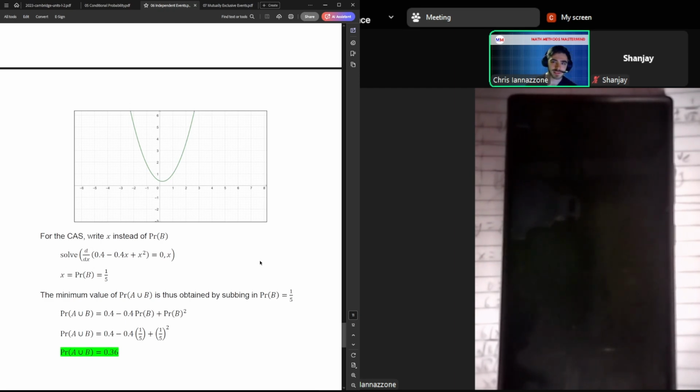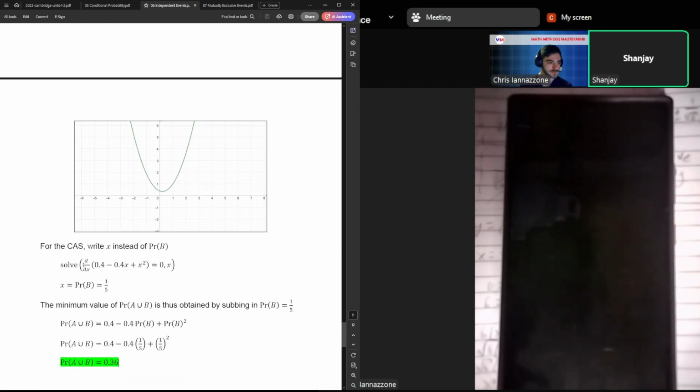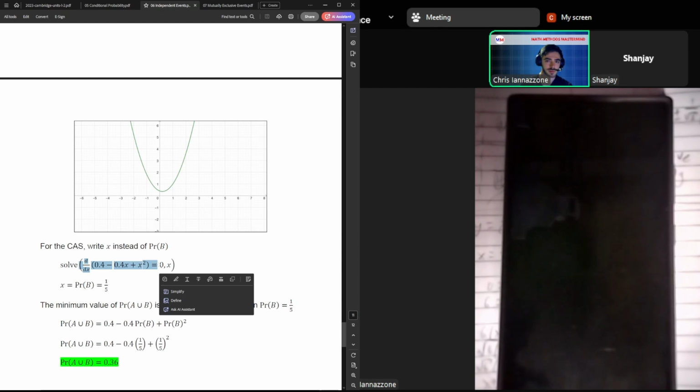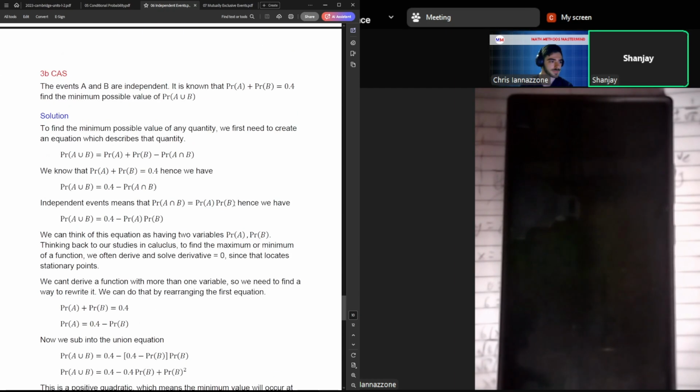How was that? Was that an interesting one? I'm kind of stuck on, when we derive the equation, could you explain that part? Derive as in derivative or derive as in create the equation? Create the equation. Okay.